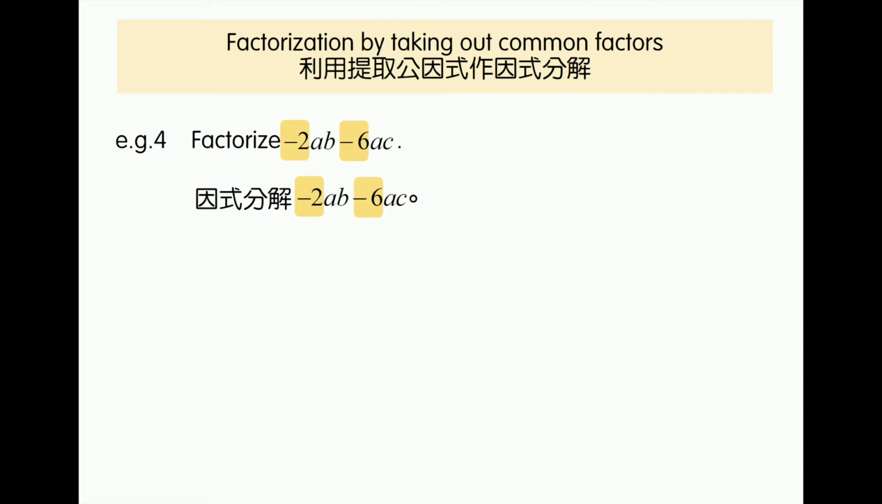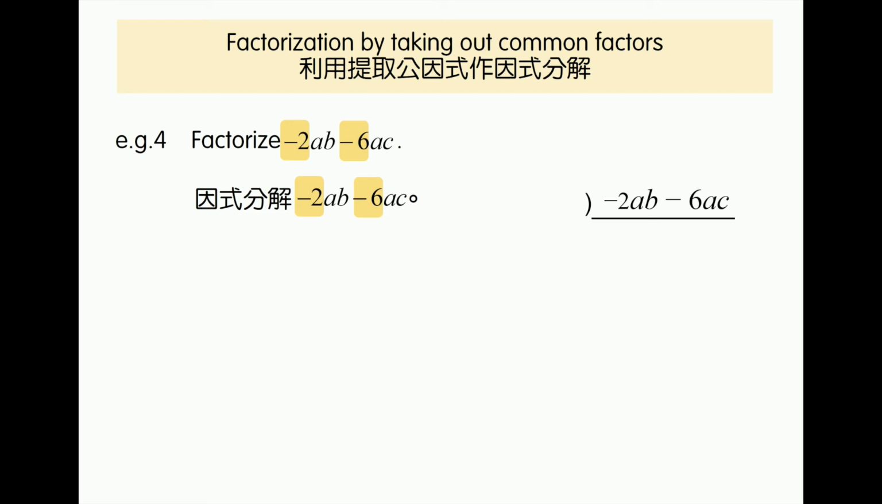What do we do if we found out that there are negative numbers in our polynomial? This question is very similar to the one previously. Before is 2ab plus 6ac, now both have negative. But the way we do it is exactly the same.